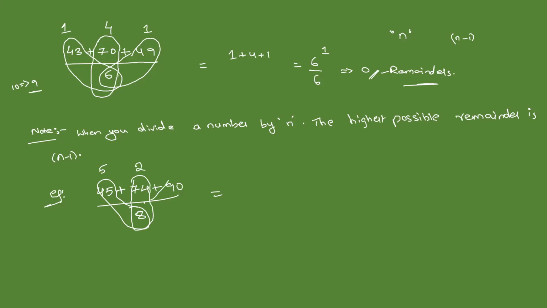2. Similarly, 90 by 8, what is the remainder I will get here? 2. So what will be my answer? 5 plus 2 plus 2. If I add all these, what is the answer I got here? 9. With what number are we dividing? 8. But what is the remainder which we got here? 9. So whenever you come across these types of cases, divide it once again with the same number, 8.